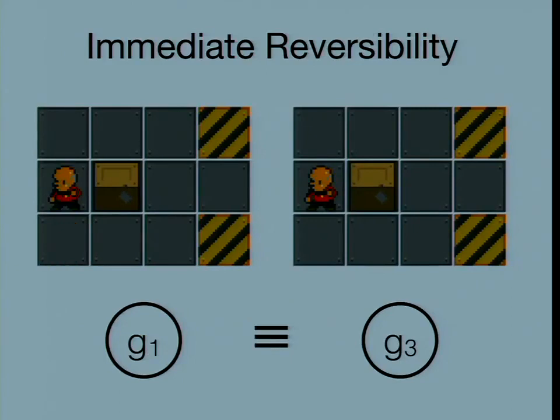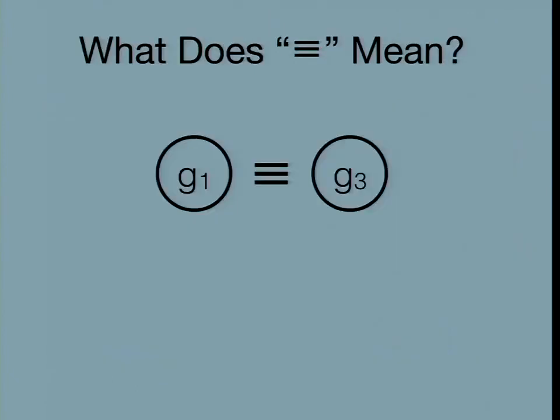And we call the action of moving down, or indeed the action of moving up, reversible if we can say G1 and G3 are equal, according to this equality operator, right? And what does this mean?